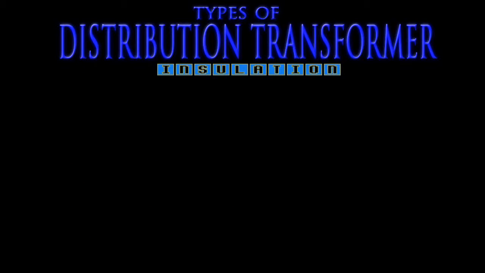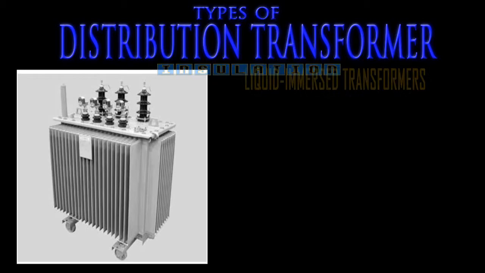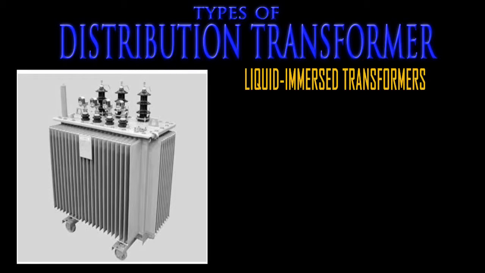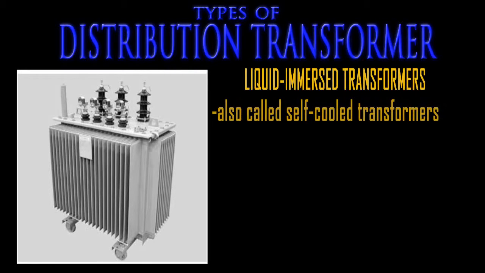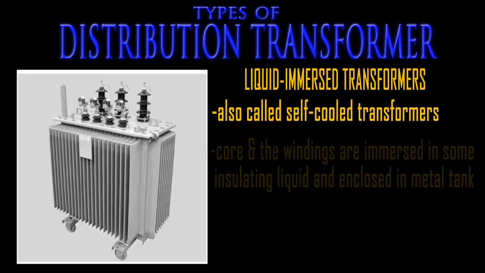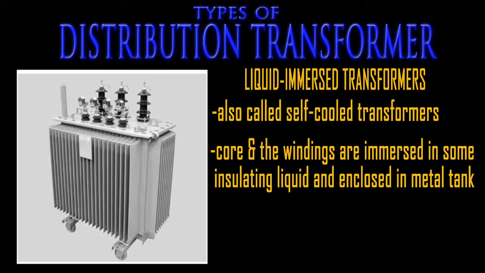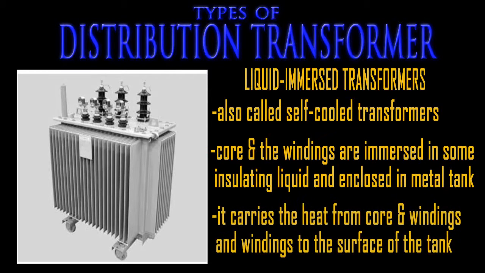Distribution transformers according to insulation. Liquid immersed transformers. These transformers are also called the self-cooled transformers. In these transformers, the core and the windings are immersed in some insulating liquid and enclosed in a metal tank. The liquid in addition provides some of the required insulation between the windings. It carries the heat from the core and windings to the surface of the tank. The heat is then removed into the surrounding atmosphere by natural convection of the surrounding air and by radiation from the tank.